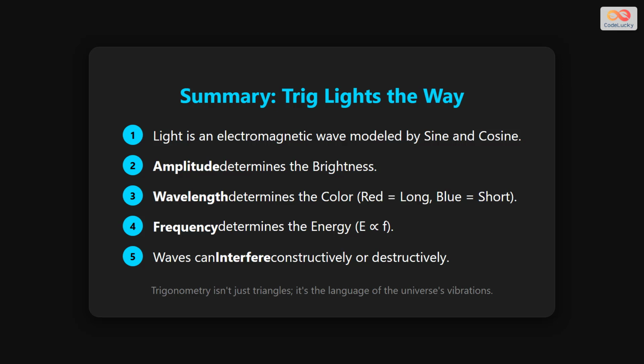To wrap up, remember these key points. Light is an electromagnetic wave modeled by sine and cosine. The amplitude of the wave controls brightness. The wavelength controls the color. Frequency controls the energy. And finally, waves can add together or cancel out through interference. Trigonometry is not just an abstract math topic, it is the language of the light and energy all around us.